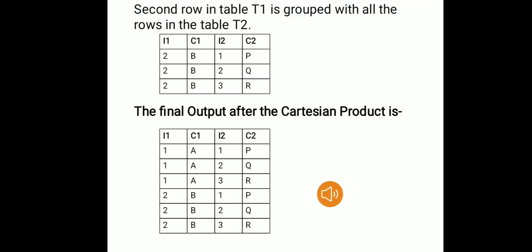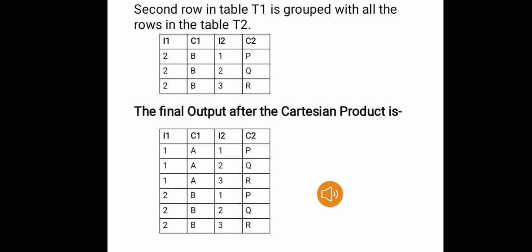The first table in the slide shows the cross join when the second row of the table T1 is grouped with all the rows of the table T2. Hence the output of this cross join gives 2B 1P, then 2B 2Q and then 2B 3R as the row entries for the columns I1, C1, I2 and C2 respectively. The second table in this slide shows the final output after the Cartesian product. As you can clearly see, each row in the first table T1 is grouped with all the rows in the second table T2 in the final output.